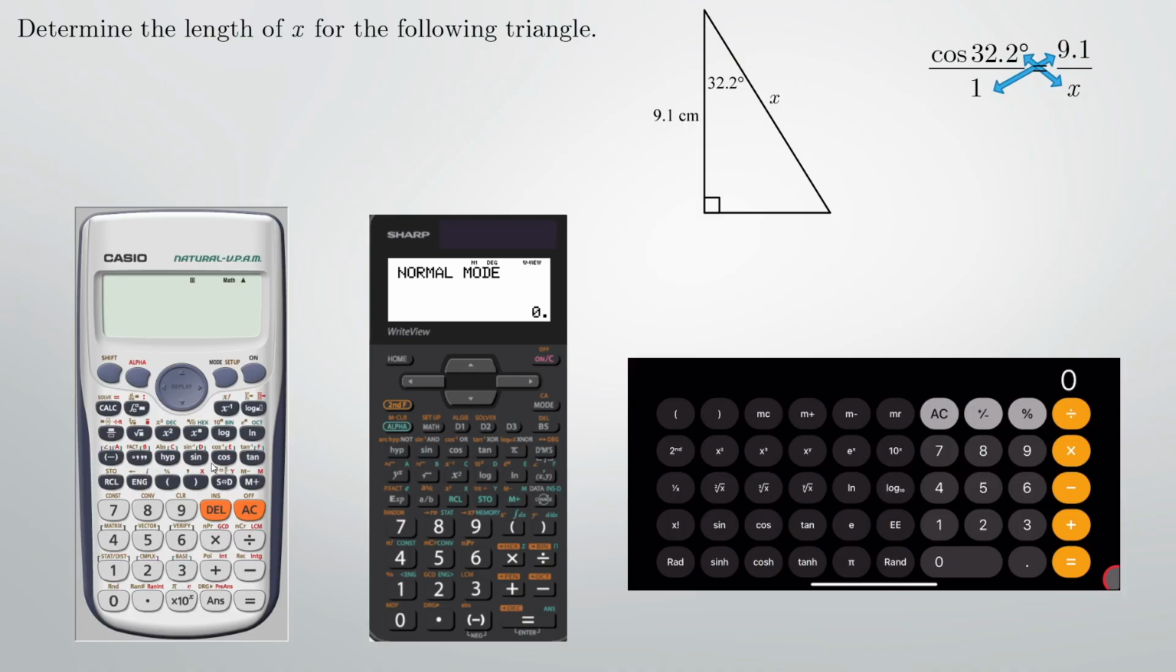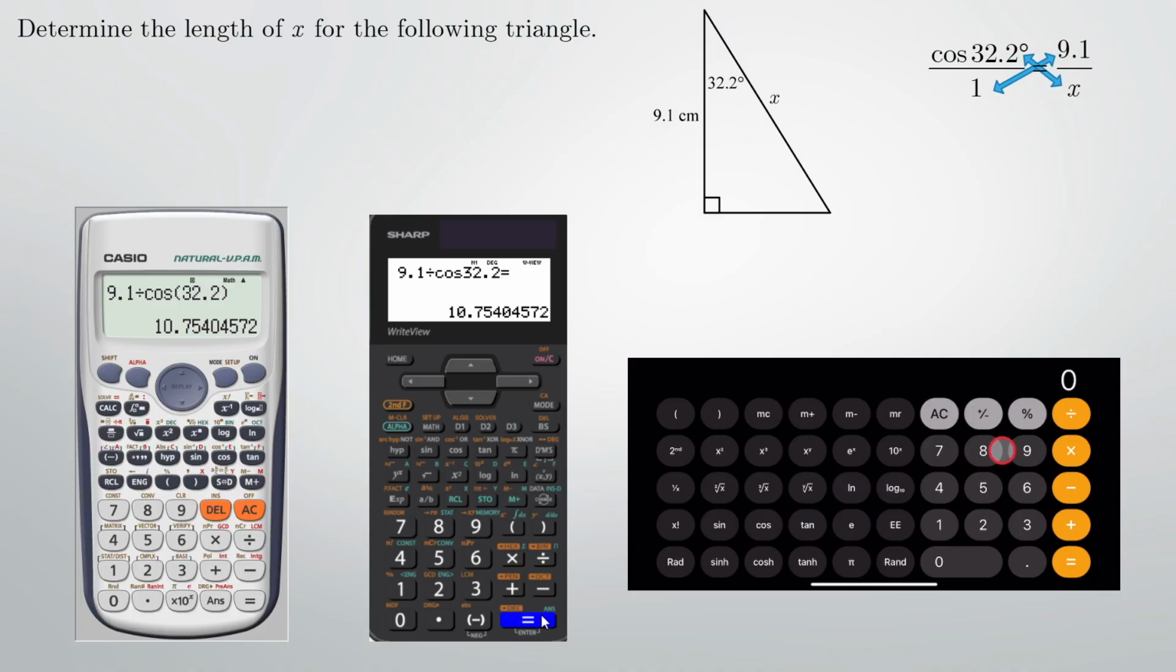So here we go, 9.1 divided by cos 32.2. Just punch it in like that, 9.1 divided by the cosine of 32.2. Now the bracket was opened for me there. It's a good habit to make sure you close that bracket. And that gives me about 10.8. And you can do the exact same thing on the Sharp calculator. We'll just move over there and do 9.1 divided by the cosine of 32.2. And I can just hit equals here and get the exact same answer.